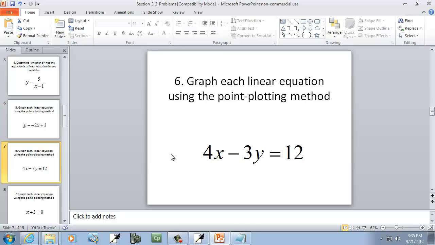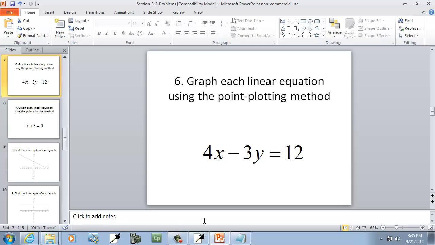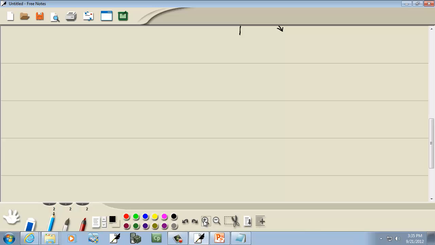Let's look at another one. So we've got 4x minus 3y equals 12. Now, it's kind of your choice, but I find it easier when working these problems if we go ahead and solve for y.